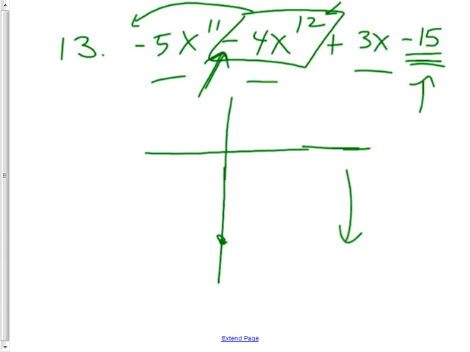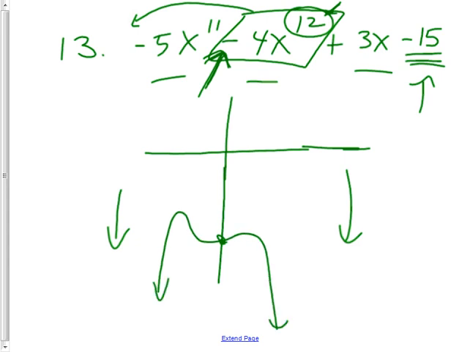So if it's going down on the right and the degree is 12, both of them must be going down. If it's an even degree polynomial, they're both going the same direction. And we've established, because of this negative, that it must be down. Now, there's a lot of different ways this could go, but that would be a possible graph of the situation. We know it ends going down on the right and down on the left, and it touches negative 15.